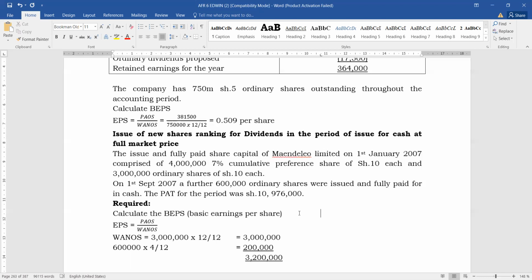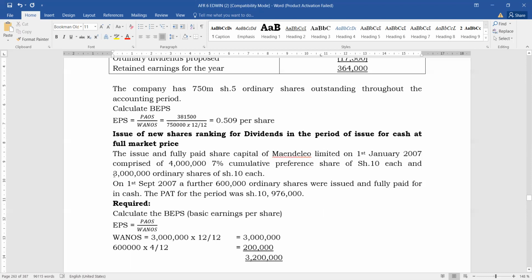If dividends are paid, they are paid on the value. Because 4 million preference shares of shillings 10 each, you take 4 million, multiply by 10, then 7% of that value, which is 2.8 million. Then what about the ordinary shares? That is direct. For ordinary shares you consider the shares which were there from January, the 3 million.